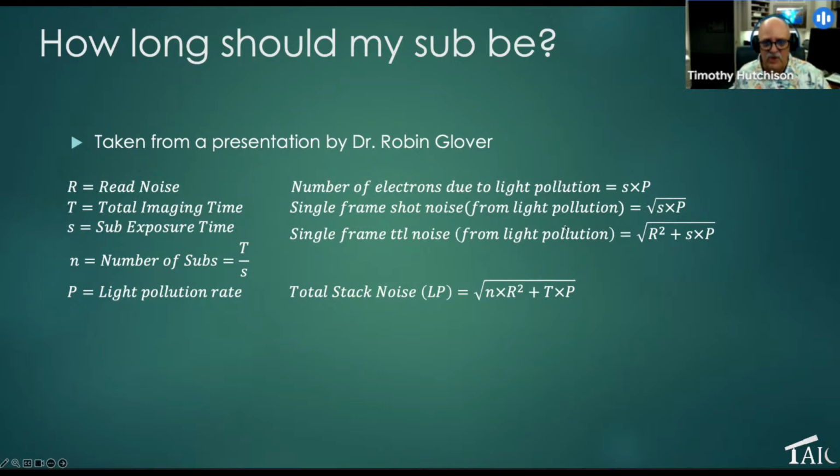The single frame shot noise from light pollution is going to be the square root of that number, right? We know the shot noise is a square root of the signal. The total noise per sub is going to be the square root of our read noise squared plus S times P. And the total noise for our whole stack is going to be the square root of the number of exposures times the read noise squared, plus the number of exposures times S times P, or T times P. That's going to be our total stack noise. Right? So, all right, all these equations are kind of boring and don't really tell me anything.